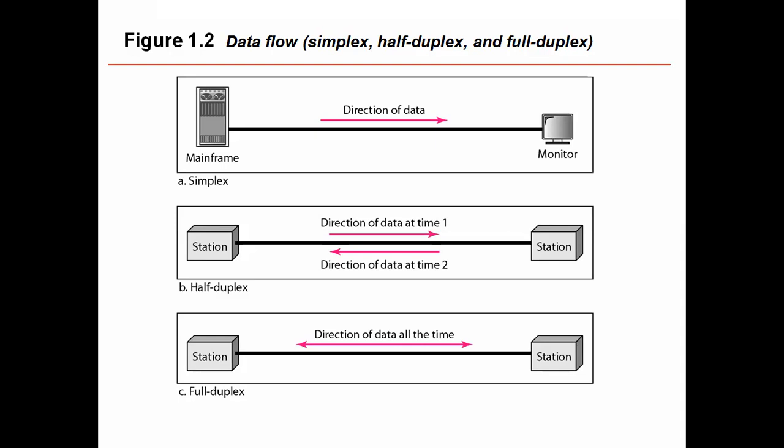And the third one is full duplex. Full duplex means both can send the data and both can receive the data. So that is what we call full duplex.